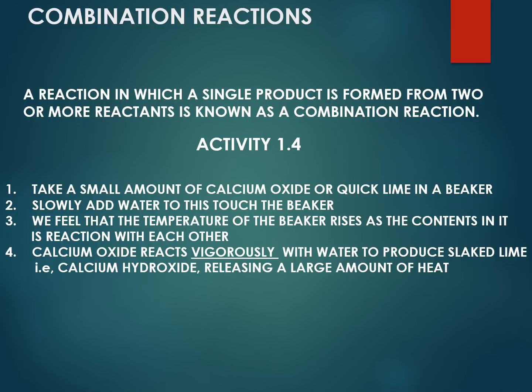There is an activity in our NCERT book, activity 1.4. Take some amount of calcium oxide in a beaker, slowly add water in the beaker and mix it with the help of a glass rod. We feel that the temperature of the beaker rises as the contents in it react with each other. Calcium oxide reacts vigorously with water to produce slaked lime, that is calcium hydroxide, releasing a large amount of heat.